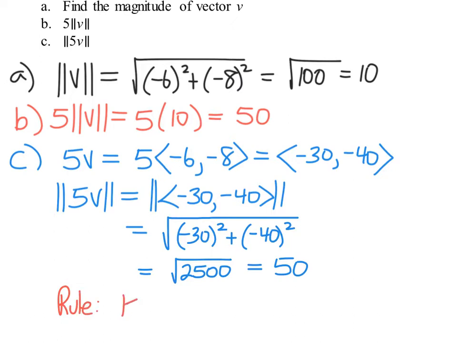and that is that k times the magnitude of V is equal to the magnitude of kV, where k is a scalar.